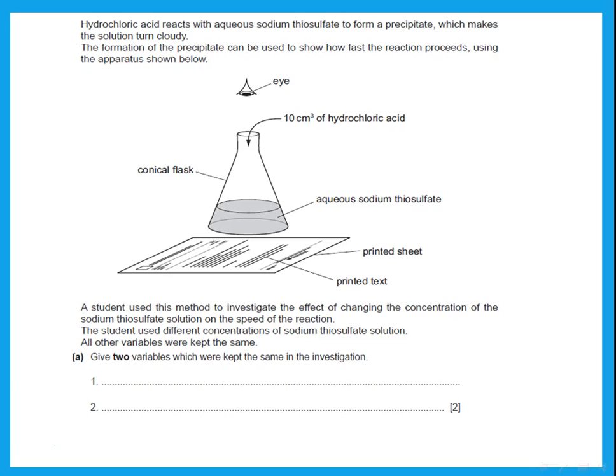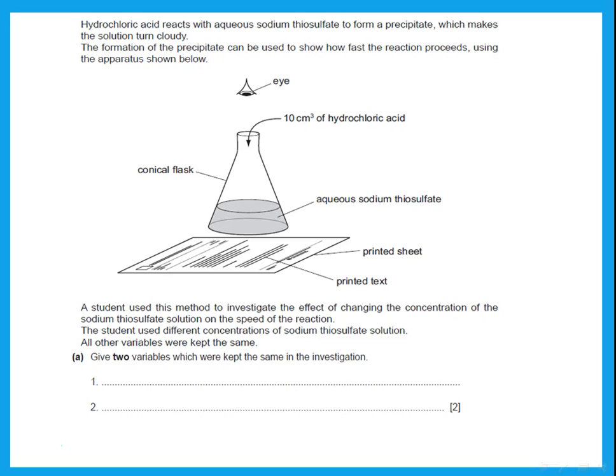Okay, this is the other type of experiment where he puts hydrochloric acid with sodium thiosulfate, and this forms a precipitate. So to measure the rate, he puts the flask on a printed sheet. A student used this method to investigate the effect of changing the concentration. So in this case, we're using different concentrations of sodium thiosulfate, and we're trying to determine the effect of that on the speed of the reaction.